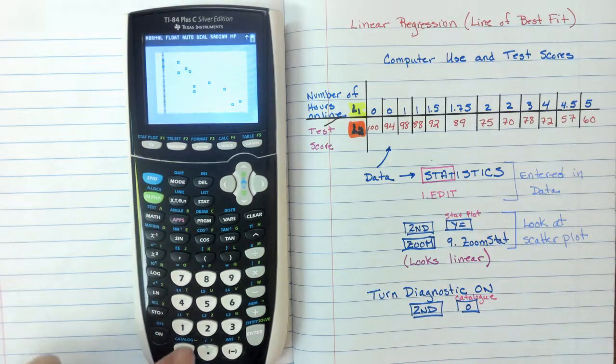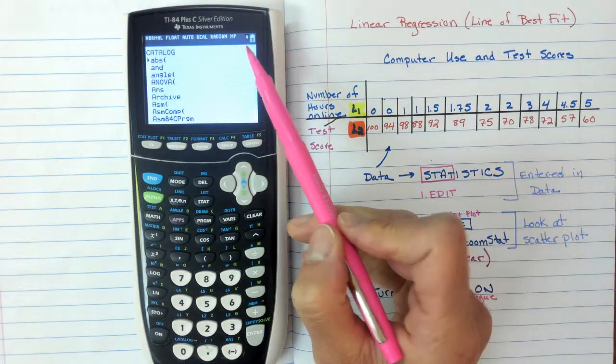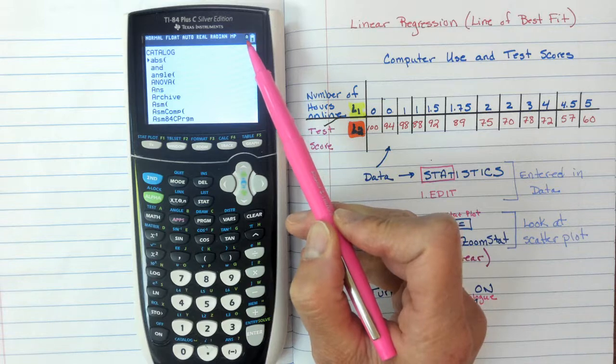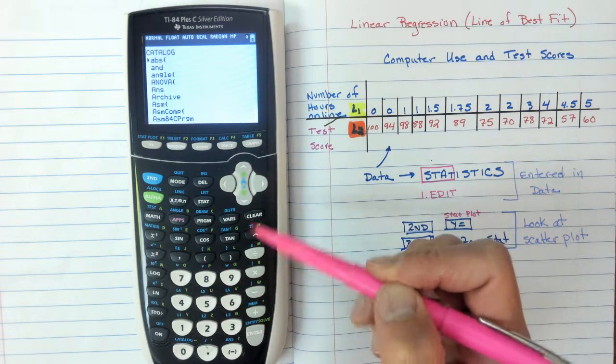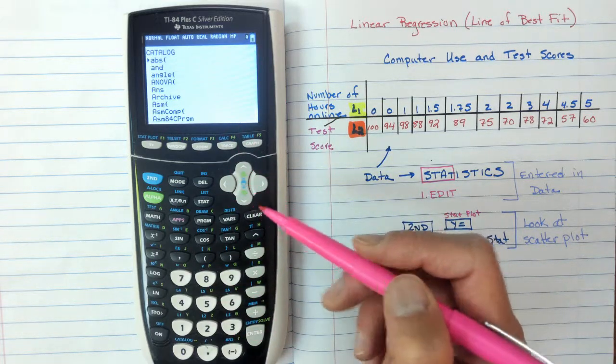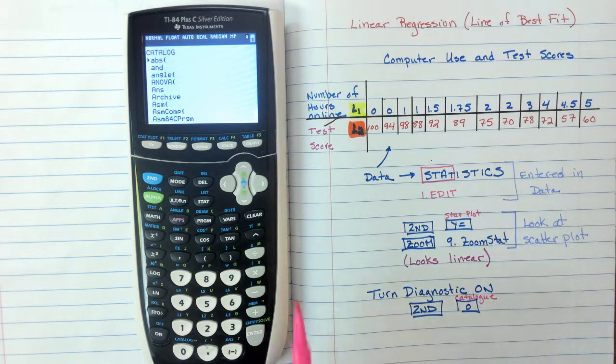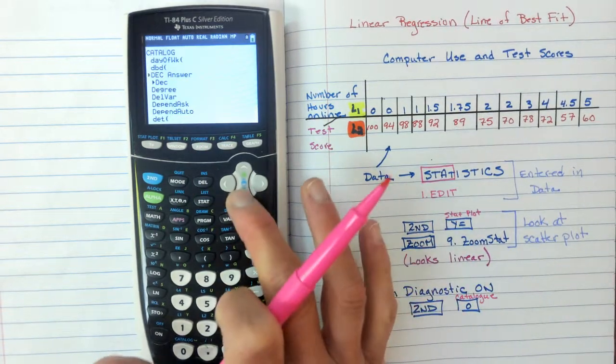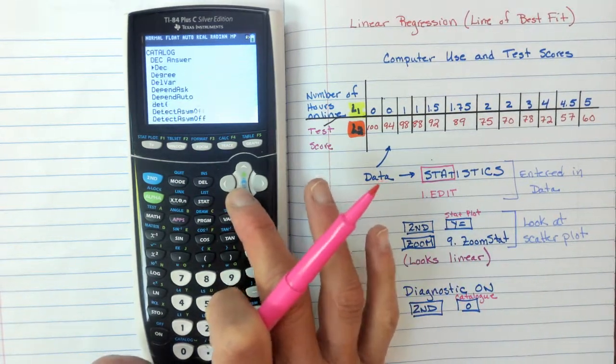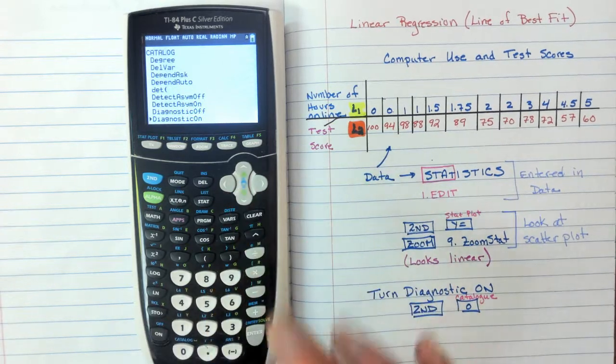So second, catalog. So if we look up here, you see the A, that means any button I push here will give me the alphabet. I want the letter D. So the letter D is right here. So I'm going to push that button and I'm going to scroll down to where it says diagnostic on.